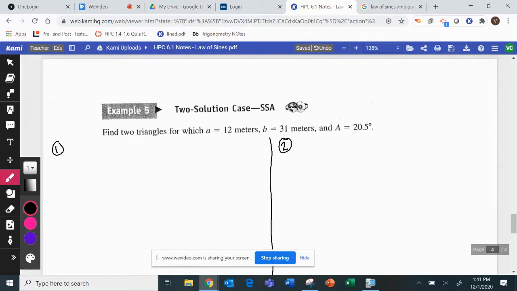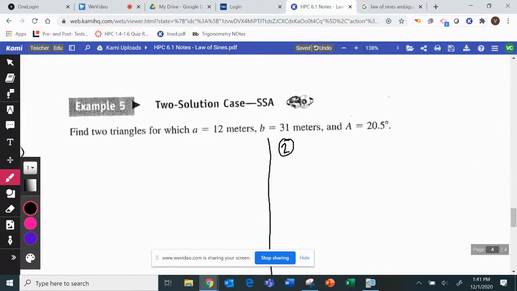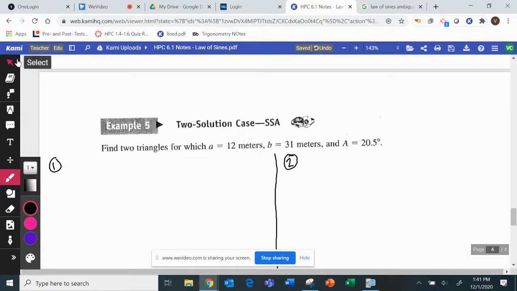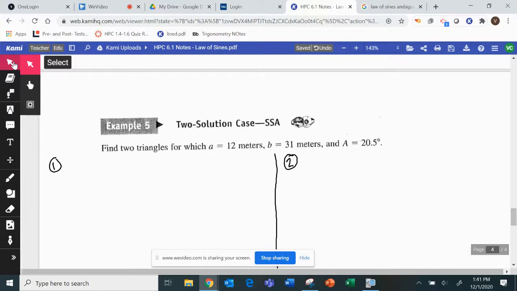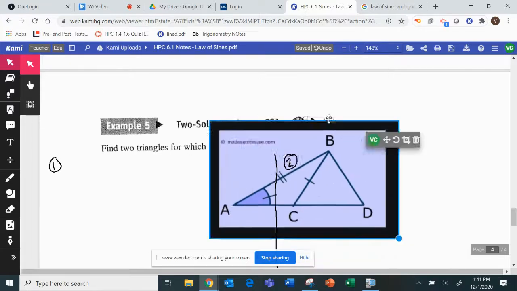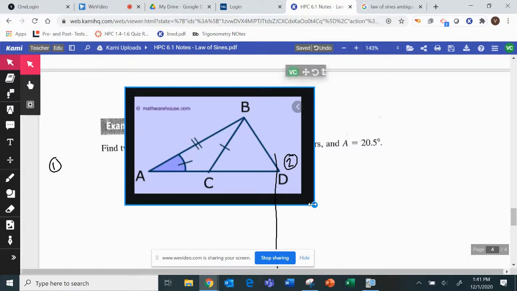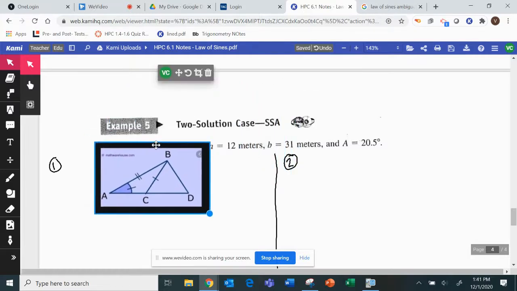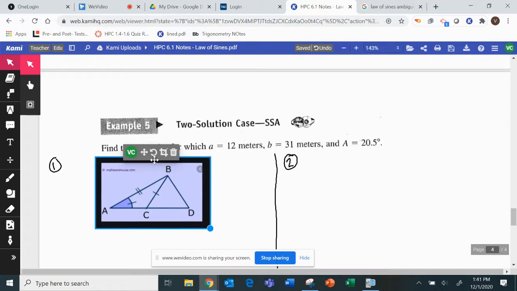Find the two triangles for which a equals 12 meters, b is 31 meters, and angle A is 20.5. Remember that thing I copy and pasted? Do it again here. I just don't have a ton of space, so try to sneak it in here.